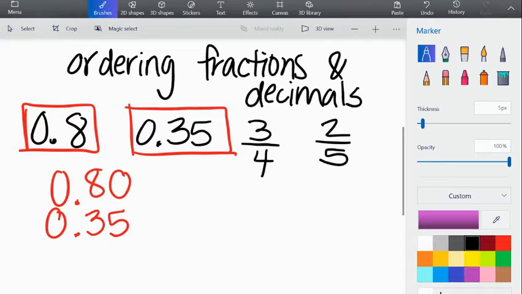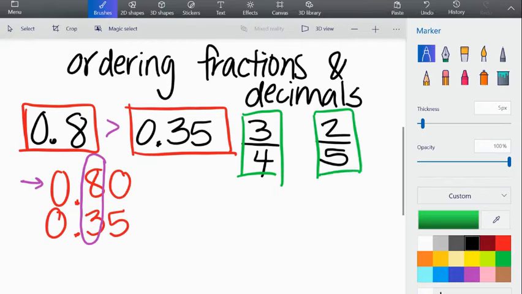If we look at our tenths place, which is our largest decimal place value, we know that 8/10ths is much larger than 35/100ths. All right, so that's out of the way. Now, if we wanted to use the other strategy that we've learned this week to compare these 2 fractions, we know that we can use the butterfly method.